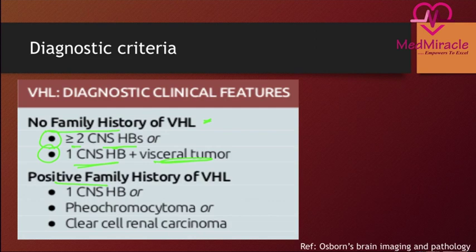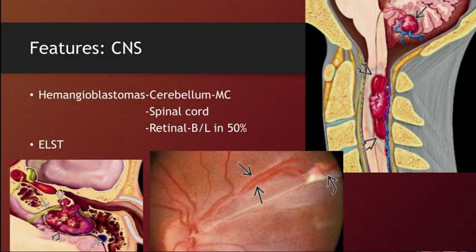But if there is a positive history, then our index of suspicion will be quite low. So if we see any one CNS hemangioblastoma, we'll straight away diagnose the patient as VHL if there is a positive family history. Any Pheo in a patient with family history of VHL, diagnosis of VHL, or a clear cell RCC. So any of these lesions which are pathognomonic for VHL, if we see in a patient with positive family history, we do not need any other feature to label him as a case of the syndromic association of von Hippel-Lindau. Now, very briefly, we'll look at a few images and better understand the manifestations that we've already listed.